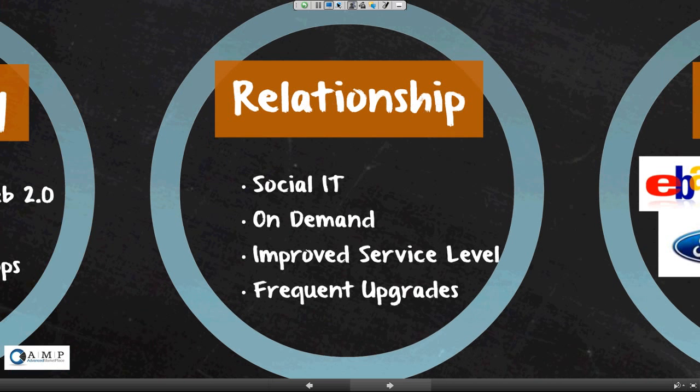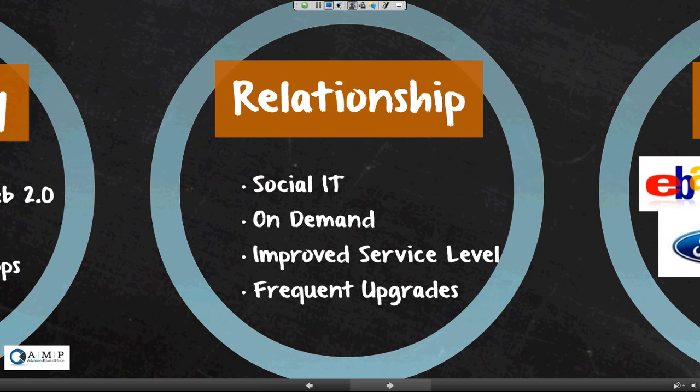The other piece of that is relationship. The relationship between the consumer, the internal customers you have, the external customers, it's changing. The impact of social media has literally changed and transformed entire industries. With that, and with the onset of the technology, there is an expectation by every consumer that they want their information immediately. They want it on demand.